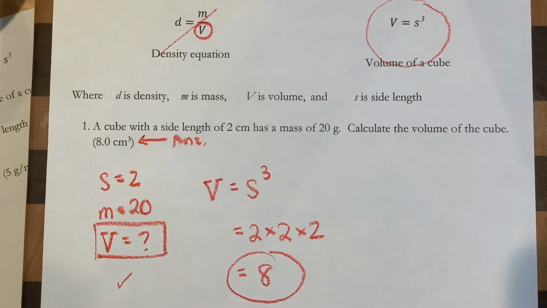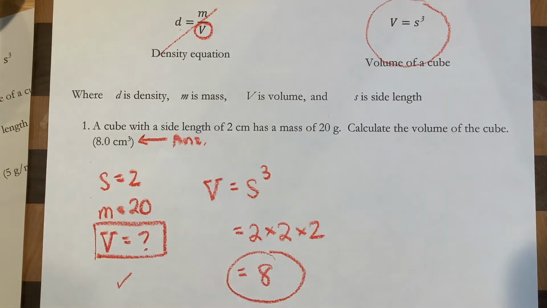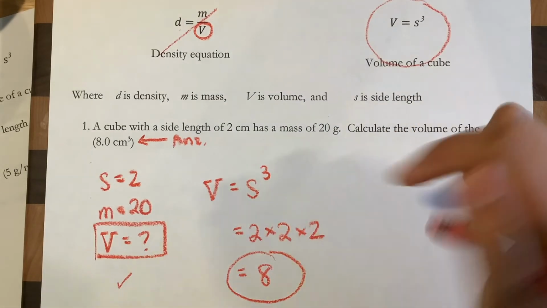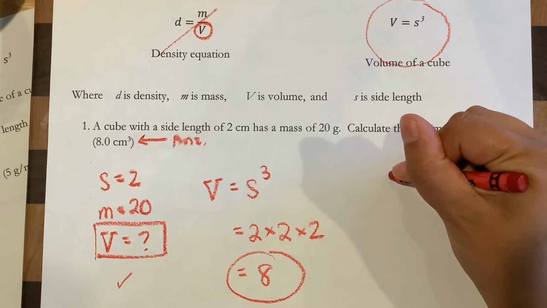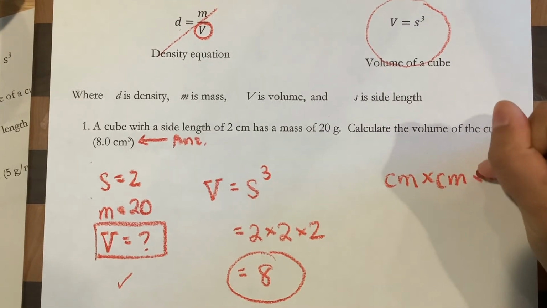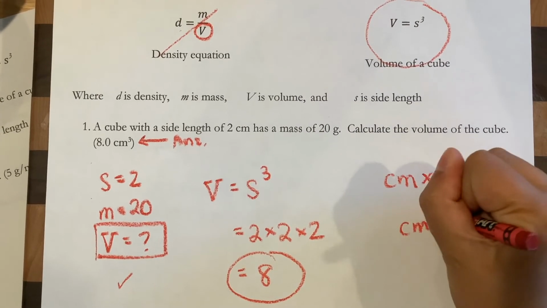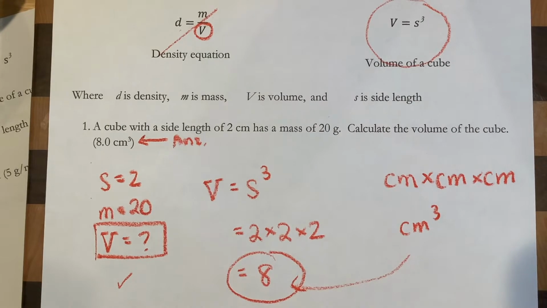I don't usually take off points for units unless it's really, really specific, like we have that unit as a vocab word. So if you don't understand where the centimeters cubed comes from, no big deal. Think of it as doing 2 centimeters times 2 centimeters times 2 centimeters. That's 3, so centimeters cubed is my unit.